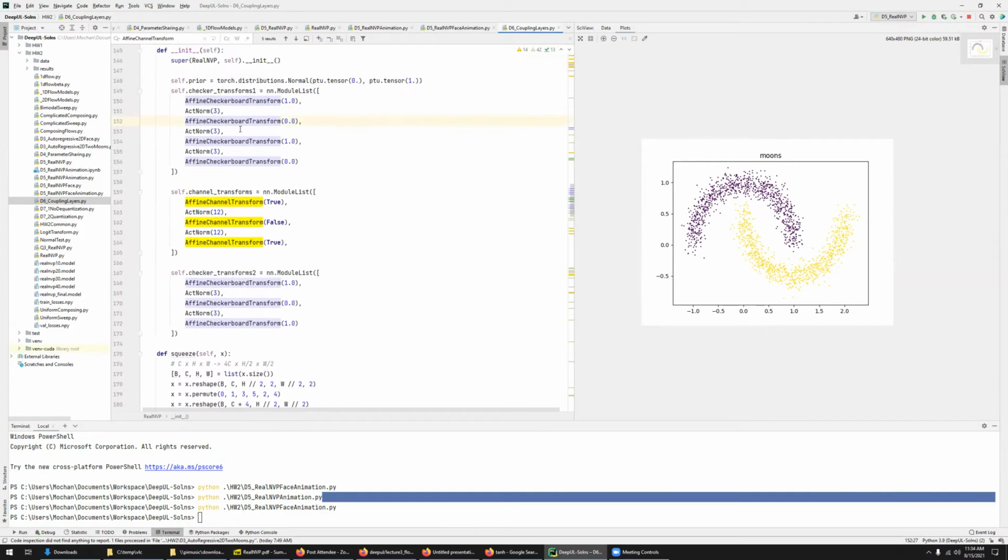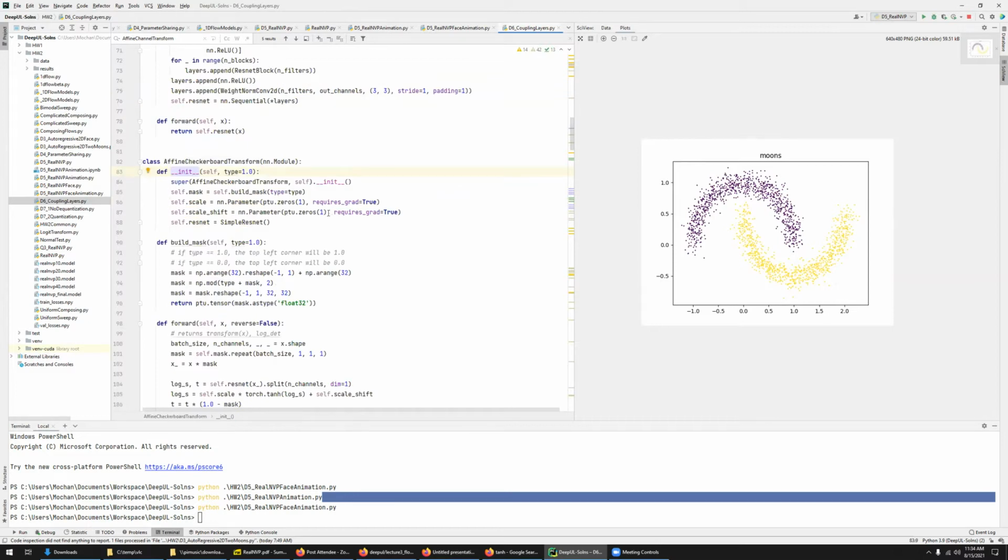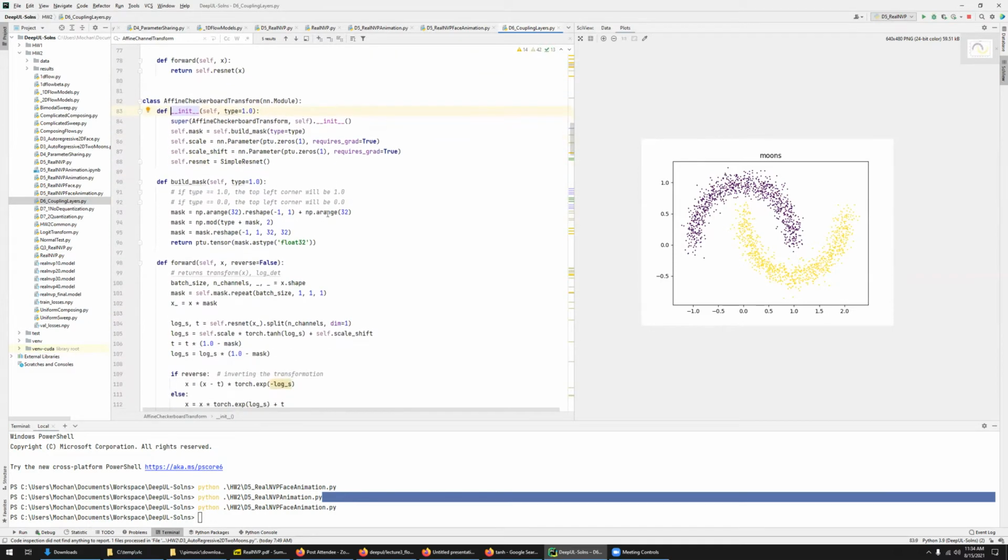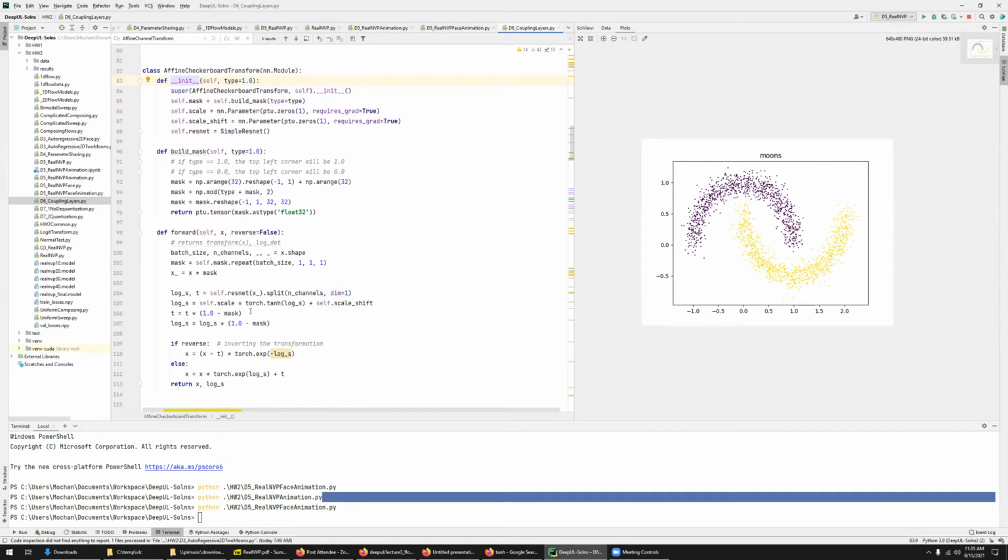Here, this one is almost the same. Instead of an MLP, we have a ResNet, and then we have the same scale and the tanh of the log S plus the scale shift, and then the mask stuff, and then the affine transformation, right? The only difference now is that the mask is more complicated, right?